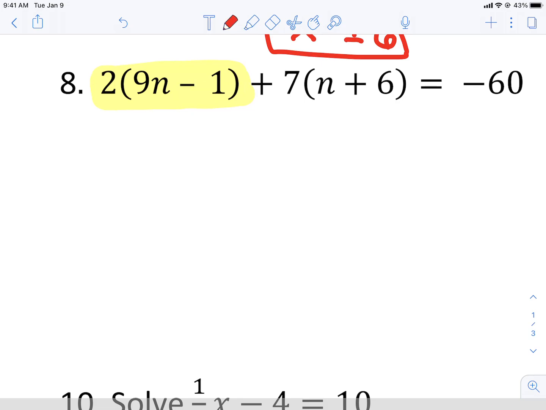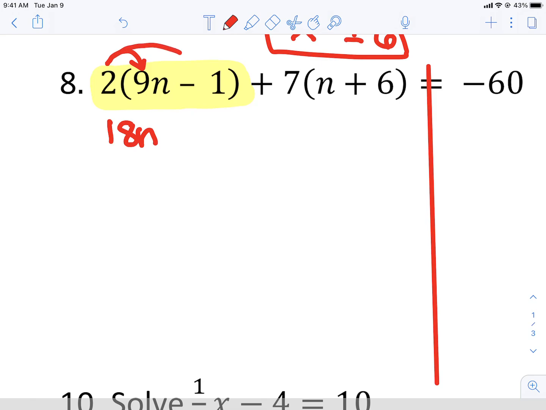On this highlighted part, first we still need to draw a line through the equal sign. I'm really bad at remembering that, so hopefully you're better than me. Okay, so we're going to worry about the highlighted part first and distribute there. So I have 2 times 9n, which is 18n. I have 2 times a -1. That gives me a -2. That's it for that set of parentheses.